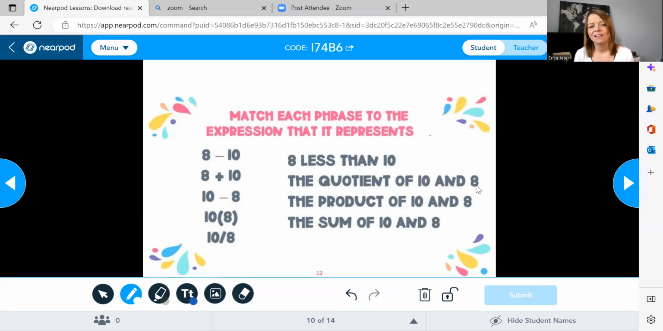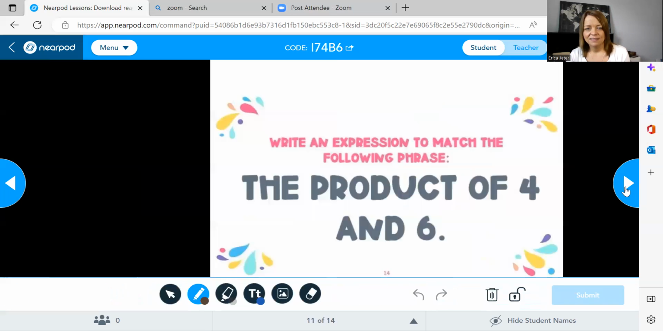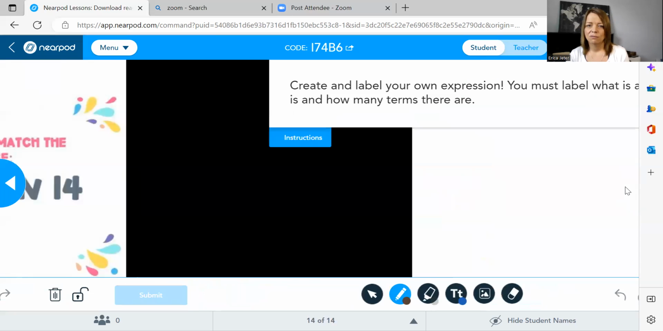So at this point, I would let them work independently to try to come up with matching the phrases and expressions. Obviously, it's the first one, 8 less than 10, that's going to trip them up a bit with the 8 minus 10 or the 10 minus 8. And we would touch upon the numbers and letters with a variable or with an expression, how they don't always go in order. So even though the 8 comes first in this expression and the 10 comes second, it doesn't mean it's going to be the first one. Then as we go through here, they would practice writing expressions.